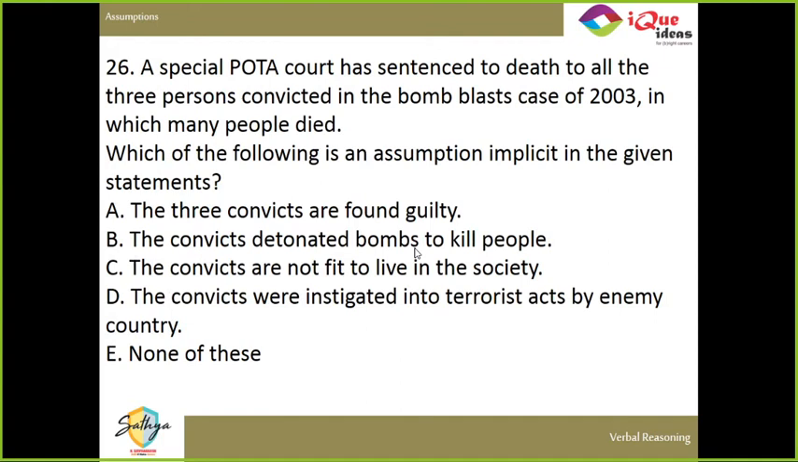26th one. A special POTA court has sentenced to death all the 3 persons convicted in the bomb blast case of 2003, in which many people died. Now, which of these assumptions is implicit? Can I say that 3 convicts were found guilty?